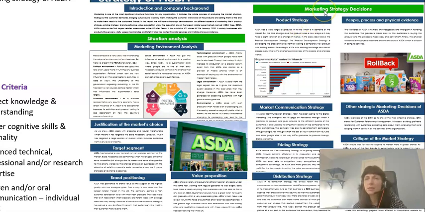They've considered the marketing mix in terms of their marketing strategy decisions. So their products, their communications, their pricing, their distribution. So that's your product, your place, your price and promotion. And then they've considered people, process and physical evidence. So that's the other 3 Ps in a service-based marketing mix.